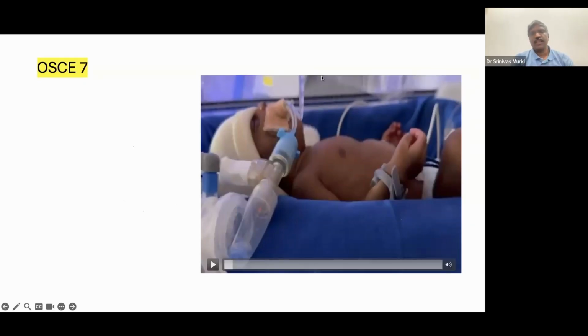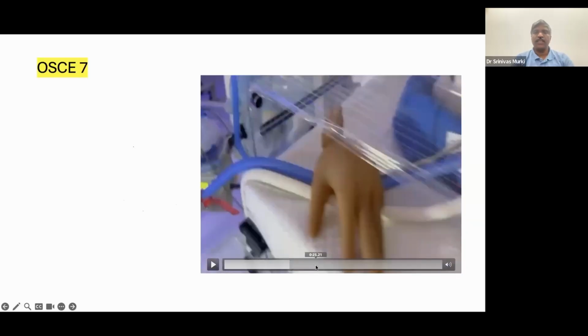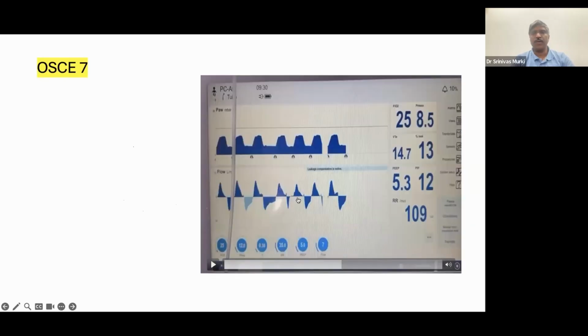Wonderful, good. I think partly you can also see in the graph that there is some amount of secretion present in the tube, but this is early asynchrony, early tube block. You can see in some of the graphs that there is air trapping happening. You can see in the third flow volume loop that it's not able to reach 0.